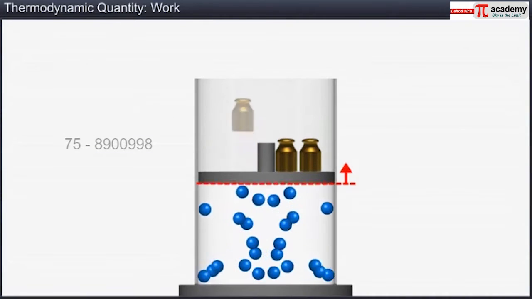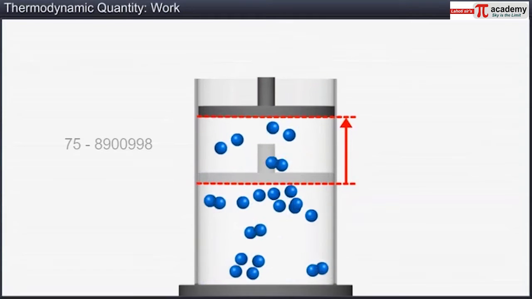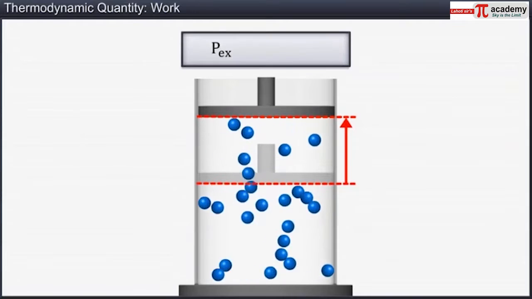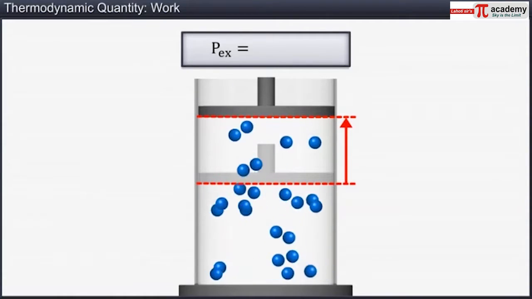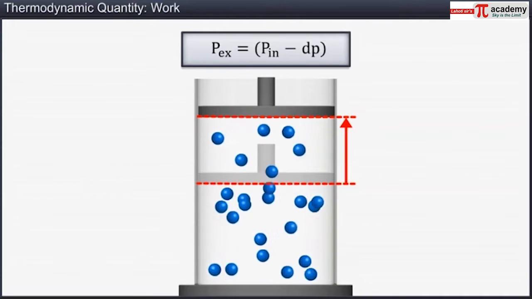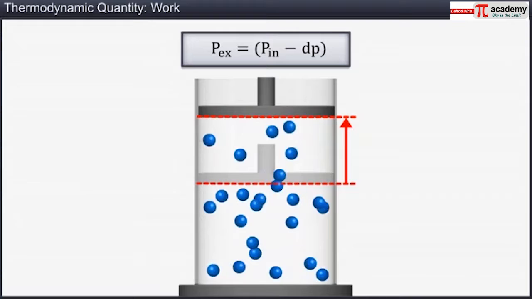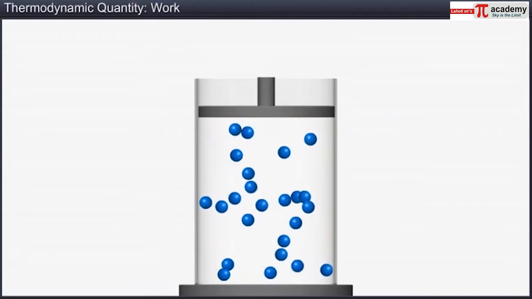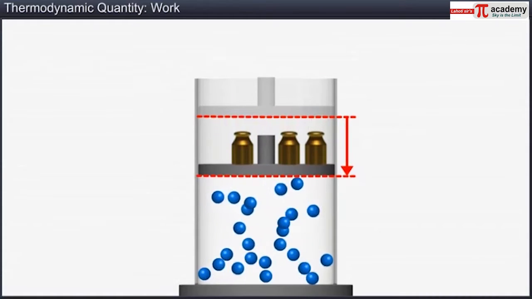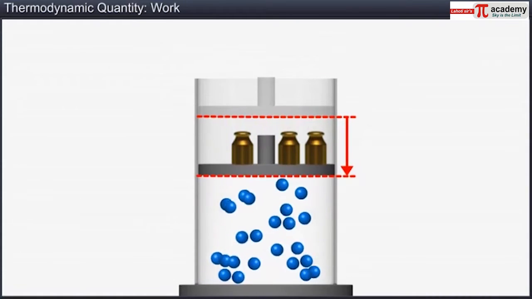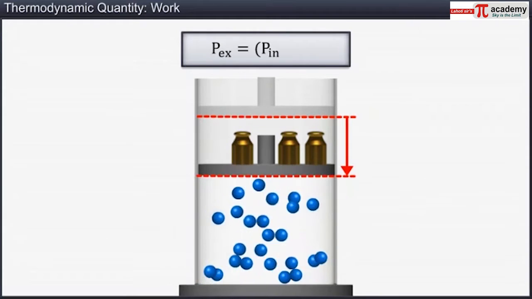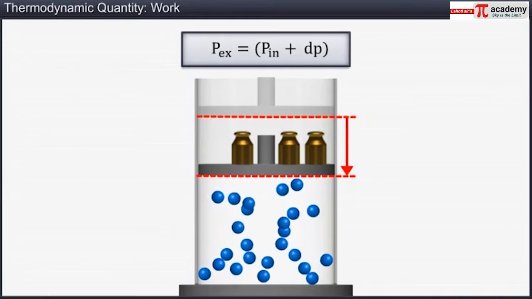If gas expands, then the external pressure is always less than the pressure of the system. Thus, Pex at each stage is equal to the difference between the internal pressure P and infinitesimal change in pressure of the system dP. If gas is compressed, then the external pressure is always greater than the pressure of the system. Thus, the Pex at each stage is equal to the sum of the internal pressure P and infinitesimal change in pressure dP.